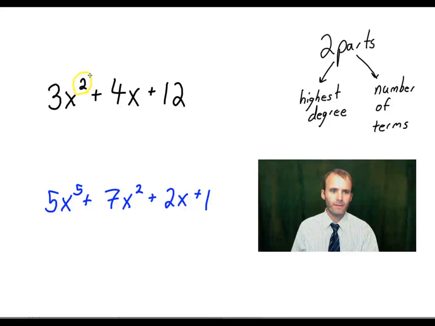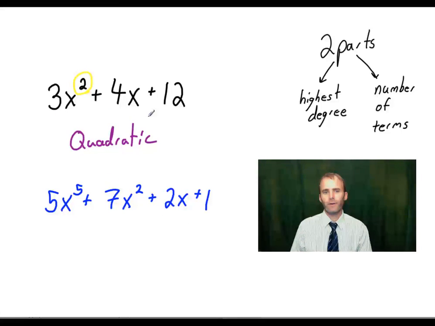So what's something to the second degree? Well, we have a special name for that, and second degree is squared, but from last section we dealt with quadratics. So I'm going to call this one a quadratic. That's in the highest degree. And how many terms? Well, we have 1, 2, 3. So this is a quadratic trinomial.